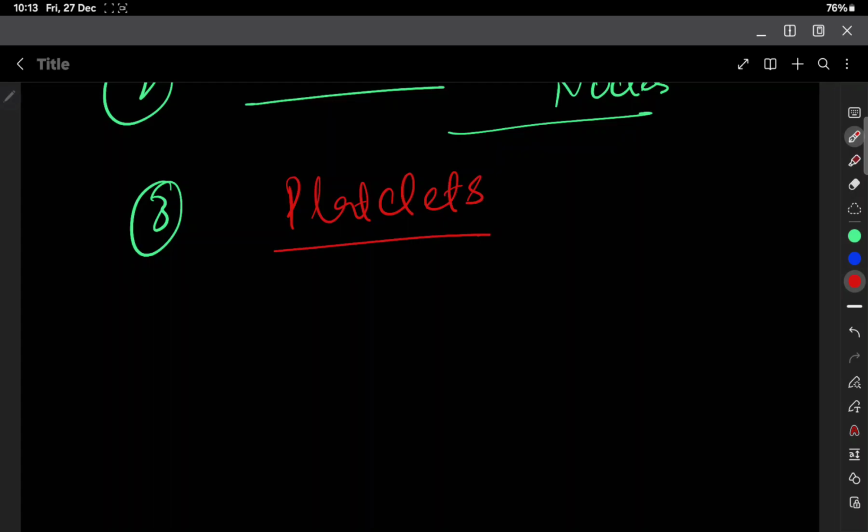Okay, they have a short lifespan, that is 5 to 9 days. They have the shortest lifespan, and they are disc shaped. Their shape is like a disc.